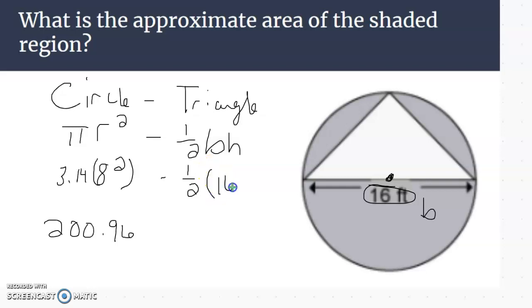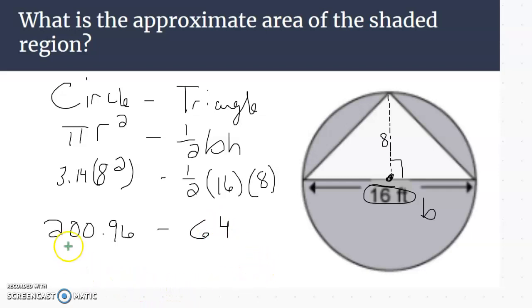Base is 16 here. The height of the triangle drops straight down from the top vertex, perpendicular to the base, and it happens to be matched up perfectly with the radius of the circle, the radius being 8. The height of the triangle happens to also be 8. Simplifying here, 1/2 times 16 is 8. 8 times 8, we have a 64.